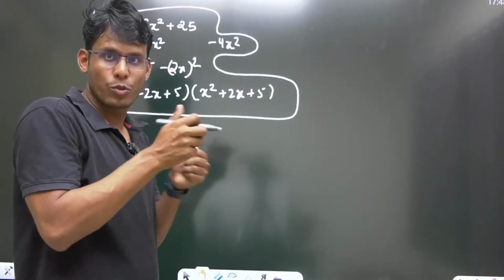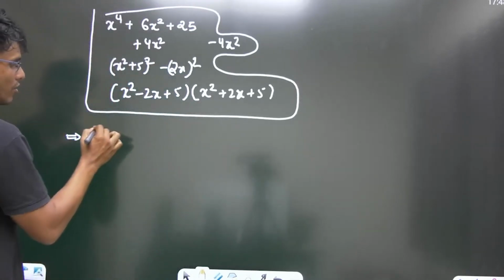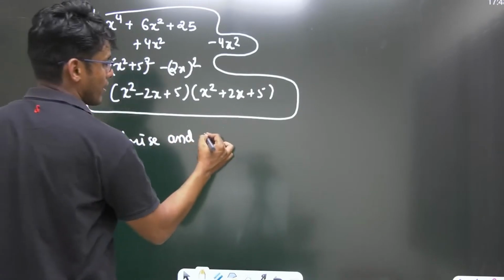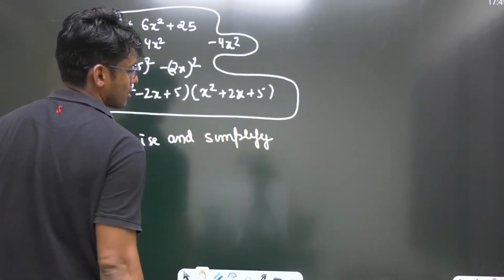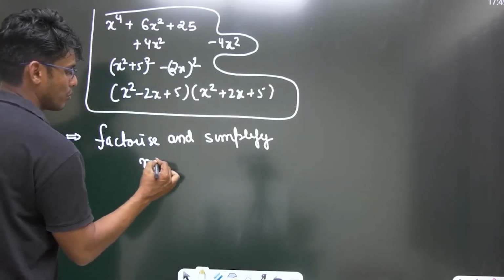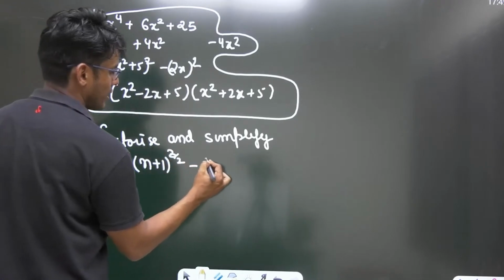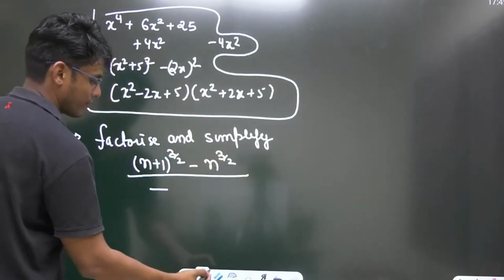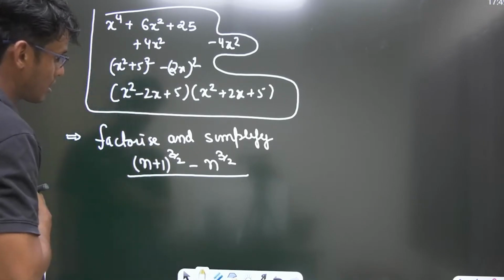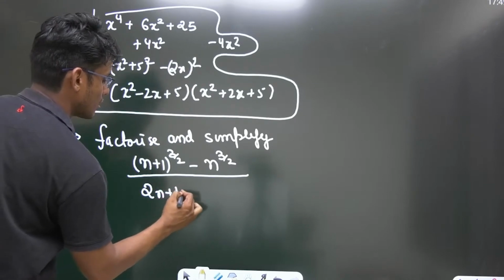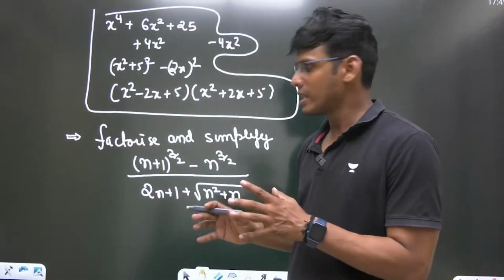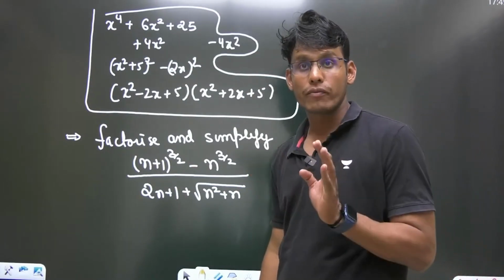Okay. Now let's introduce some irrational things to it. Let's factorize and simplify. I would write: simplify n plus 1 to the power 3 by 2 minus n to the power 3 by 2, upon 2n plus 1 plus under root of n square plus n. Right? Let's see how we approach this type of problem. There is an interesting way to go about it, for sure.